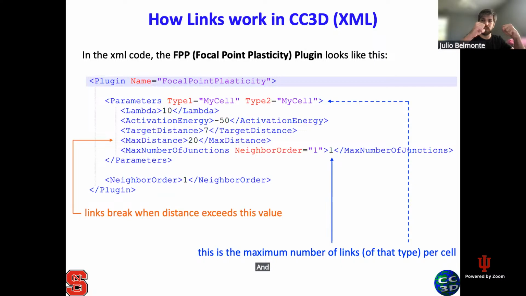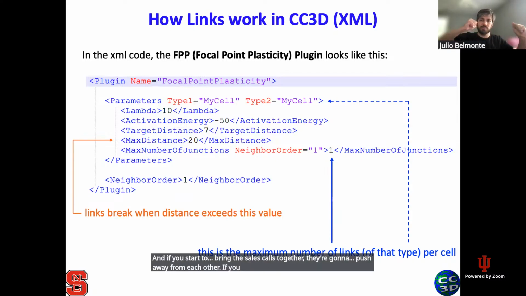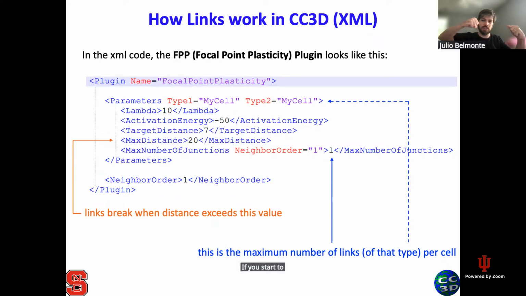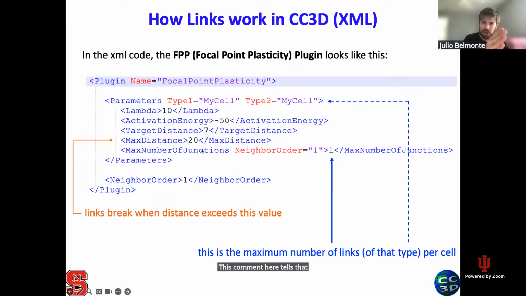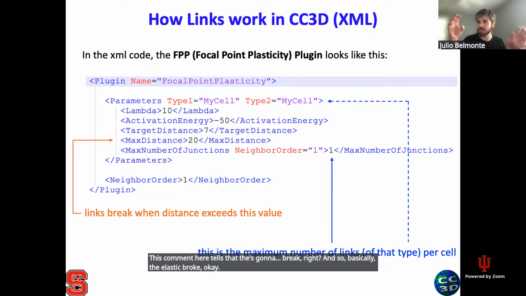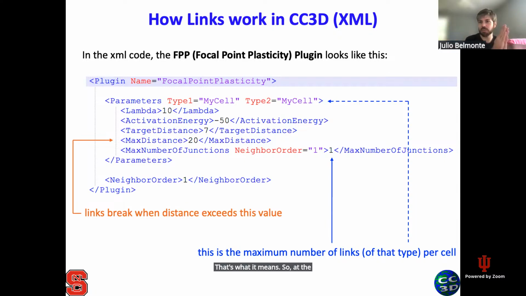If you start to bring the cells close together, they're going to push away from each other. If you start to bring the two cells away from each other, there's going to be a restoring force. And there is a limit of how much you can pull them back. If you stretch too much, and they become a distance of 20 pixels or more, this comment here tells that this link is going to break. Basically the elastic broke, and those two cells are not linked anymore. That's the distance at which the link breaks.